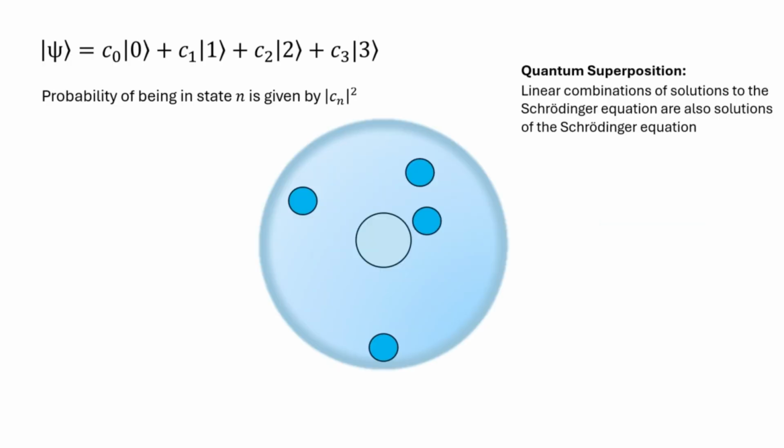This led to the idea of quantum superposition, a fundamental principle of quantum mechanics that says linear combinations of solutions to the Schrodinger equation are also solutions themselves to the Schrodinger equation. More simply put, quantum superposition is that a quantum object is in all of its states until we measure or observe the system. Then it is forced into a single state.